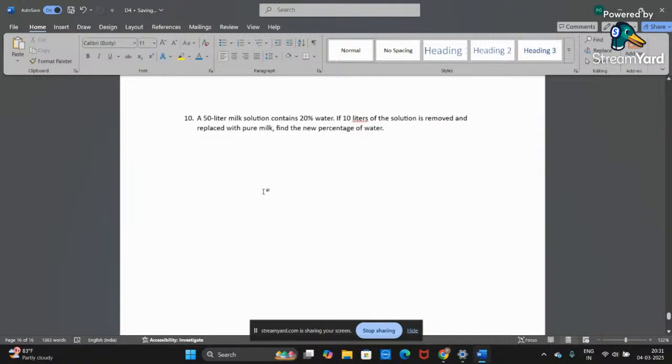A 50-liter milk solution contains 20% of water. If 10 liters of solution is removed and replaced with pure milk, find the new percentage of water. In 50-liter milk, it contains 20% of alcohol. Sorry, 20% of water. Okay, in that we are removing 10 liter. So that 10 liter we're removing and we're adding pure milk. So how to calculate?